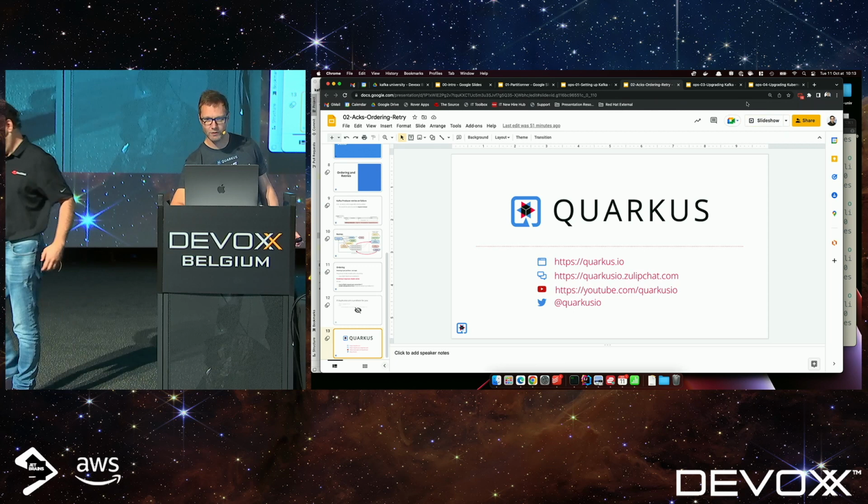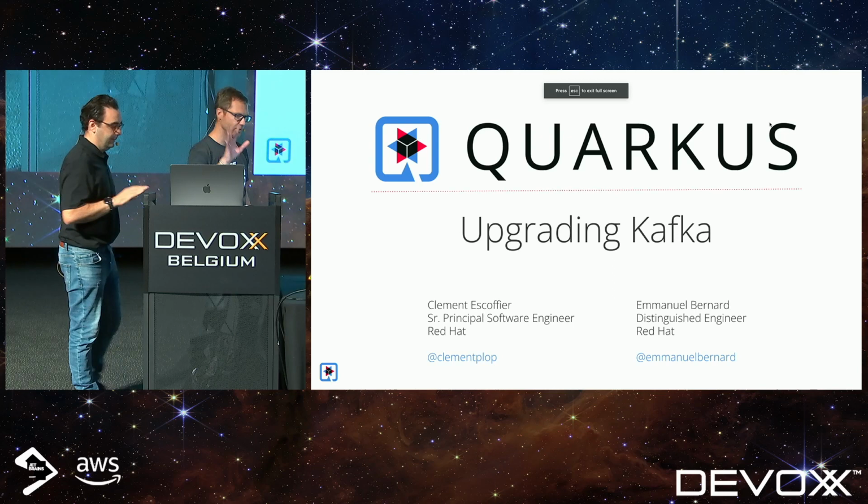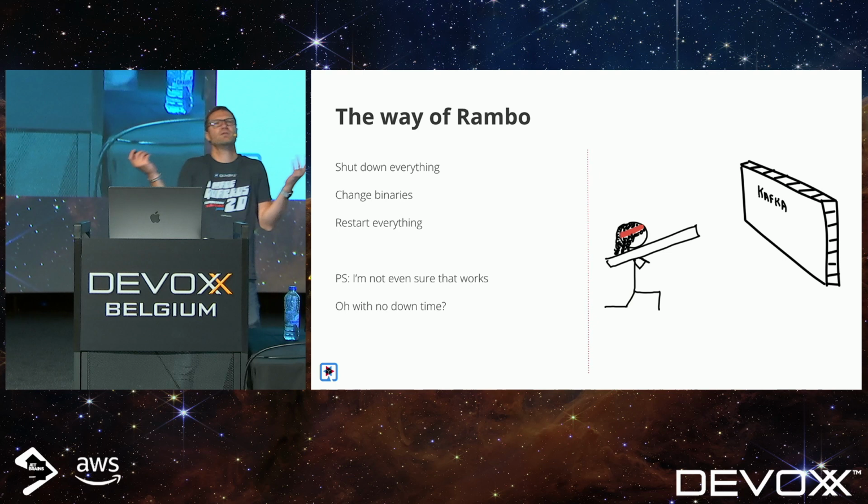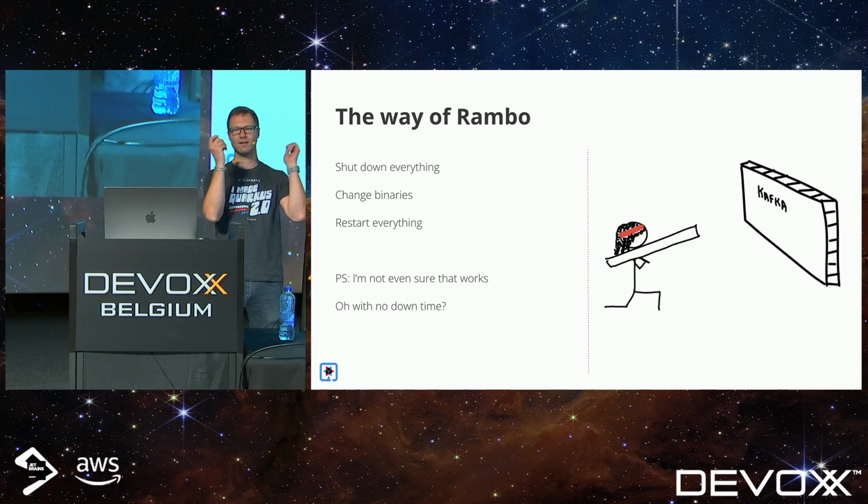And the next step after that is to say, okay, so we've set up Kafka, and we know we need to deal with the upgrades. Let's think about that. So you can go the naive, brutal way. Just like my database in the old days, I shut everything down, change the binary, restart everything. It probably works. I've personally never tried.